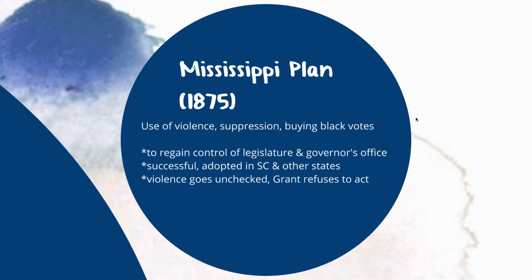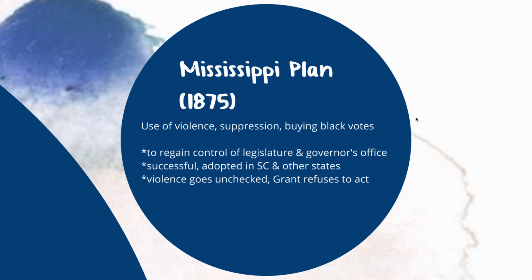Okay, so a very simple way of doing this is essentially showing up to where the voting is taking place and intimidating African Americans from voting. Now, they can do this by brandishing weapons. They can do this by physically getting into confrontations with people, to the point that it works. It works really, really well. And again, why do they do this? They do this to regain control of the legislature, to regain control of the governor's office. The plan in Mississippi is very successful, and it is going to be adopted in other states like South Carolina.